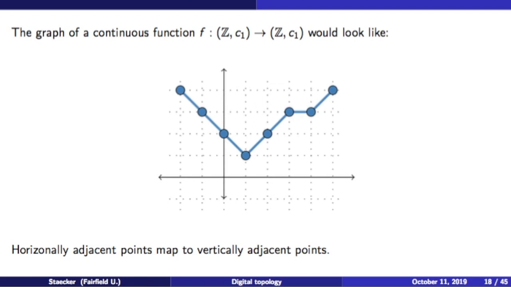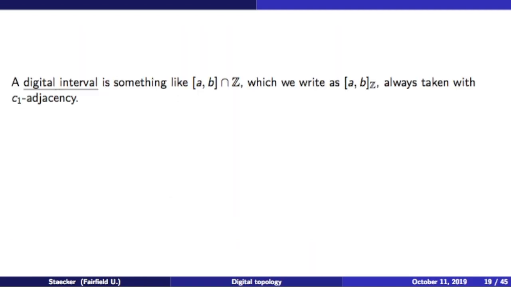All right, this is what a continuous function Z to Z would look something like that. Let's talk about some very basic ideas that we talk about often. A digital interval is something like this: some interval from a to b intersect with Z. So we only talk about the integer points in the digital interval. We'll write it this way: [a,b] with a little Z down there.